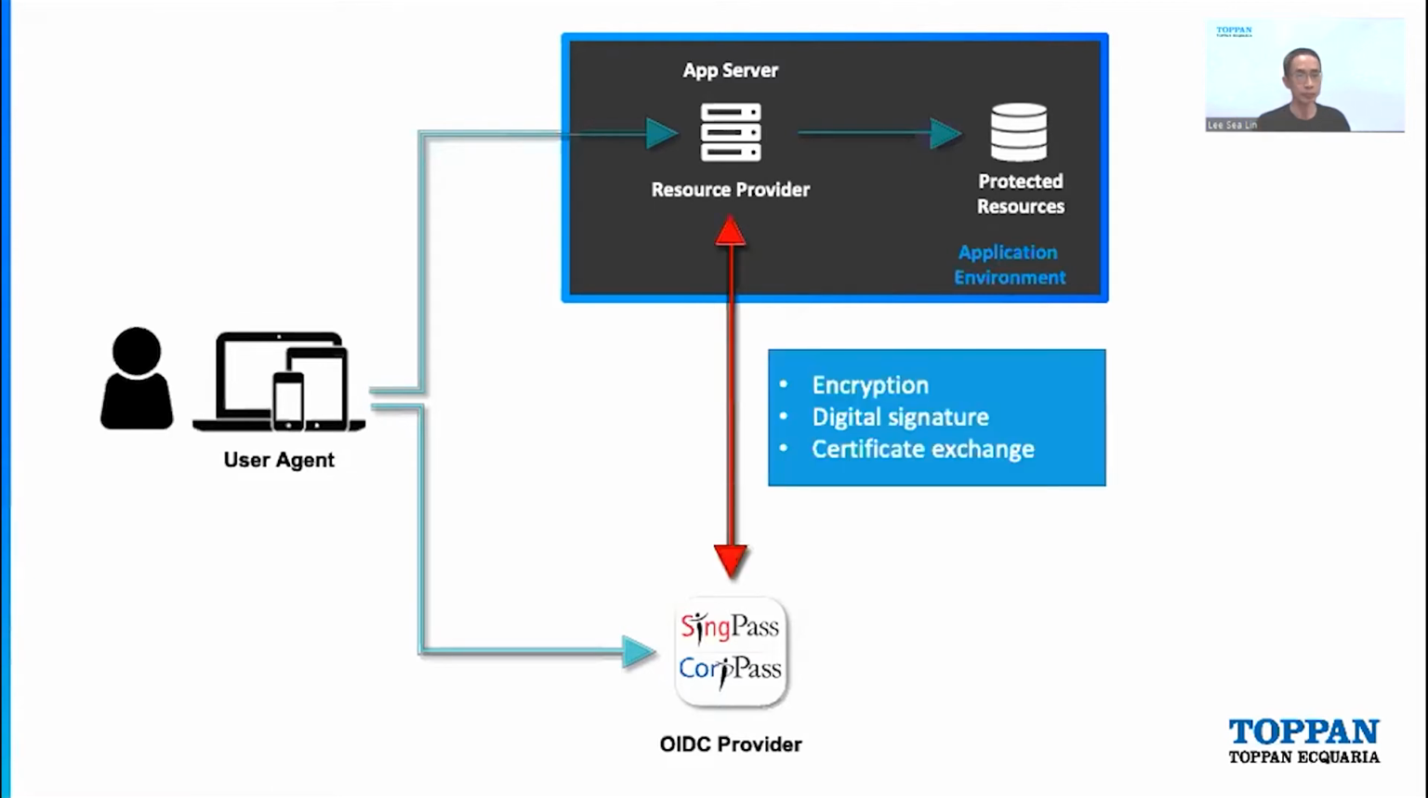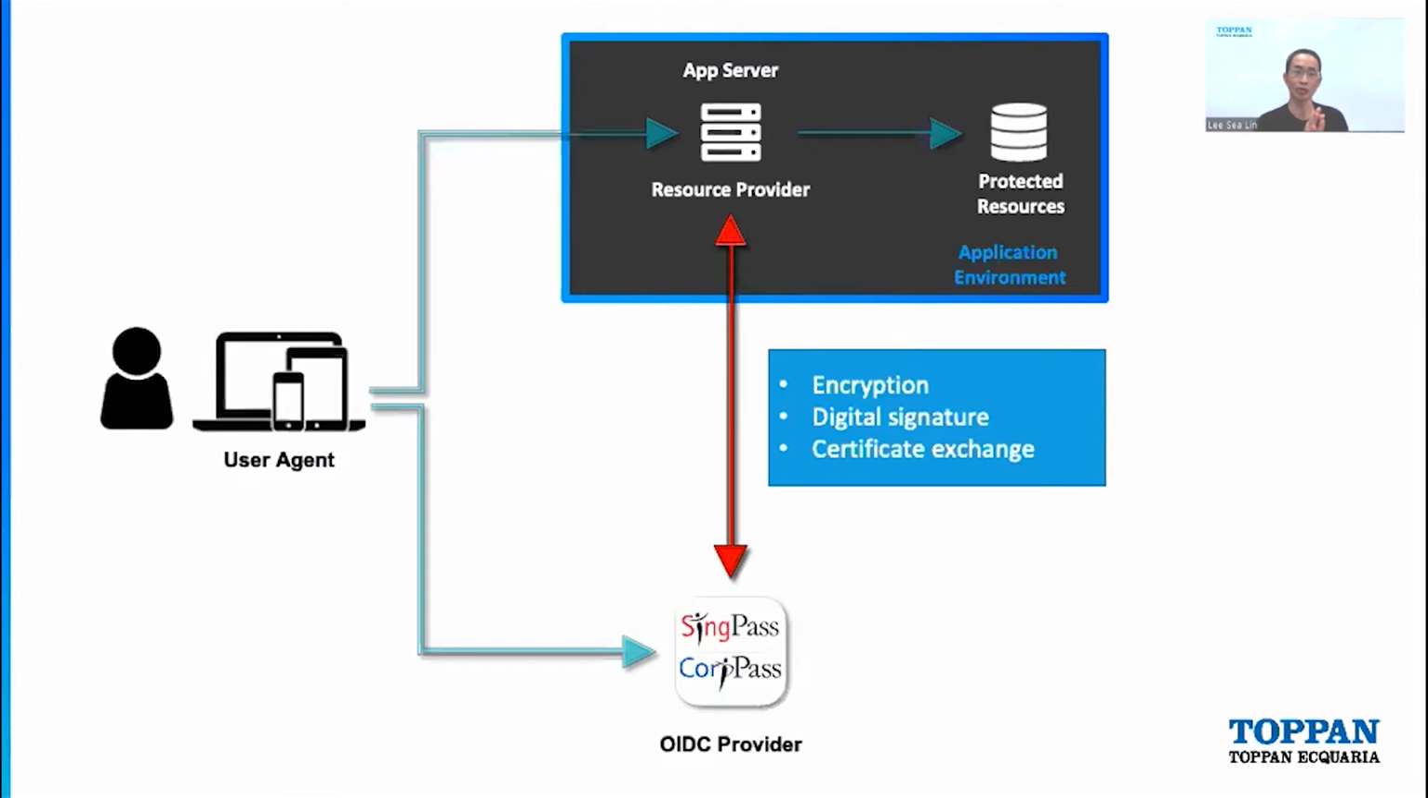That's when the application needs to check with SingPass and verify this SingPass token that is passed back. If it is a valid SingPass token, that's how you will decide whether to allow the user access to the protected resource.